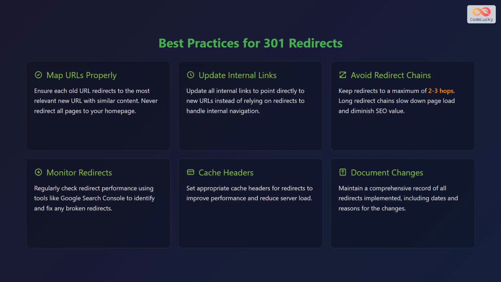Third, avoid redirect chains. Keep redirects to a maximum of 2 to 3 hops. Long redirect chains slow down page load and diminish search engine optimization value. Fourth, monitor redirects. Regularly check redirect performance using tools like Google Search Console to identify and fix any broken redirects. Fifth, use cache headers. Set appropriate cache headers for redirects to improve performance and reduce server load. Sixth, document changes. Maintain a comprehensive record of all redirects implemented, including dates and reasons for the changes.